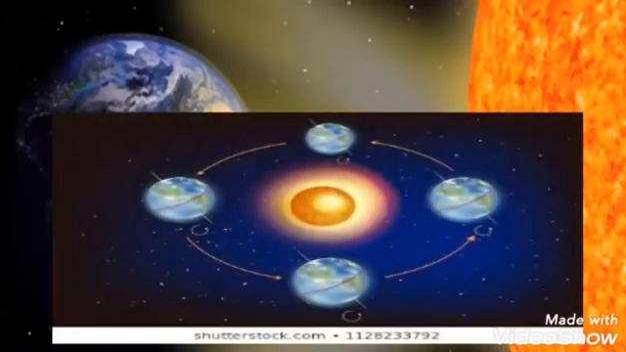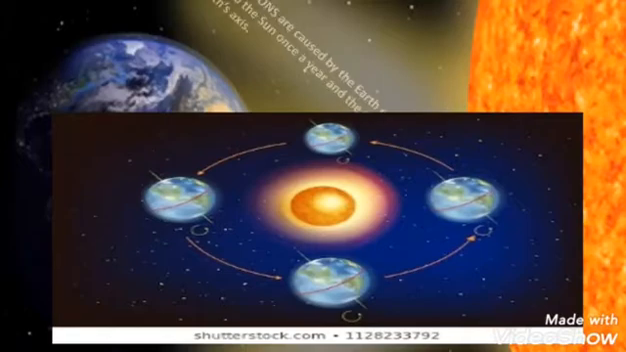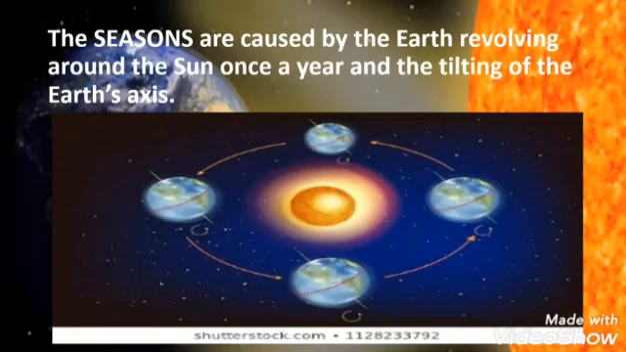You might observe that the length of day changes from one day to the next. The length of day either gets longer or shorter. This change in the length of day is a sign that the season is changing. The seasons are caused by the Earth revolving around the Sun once a year and the tilting of the Earth's axis.